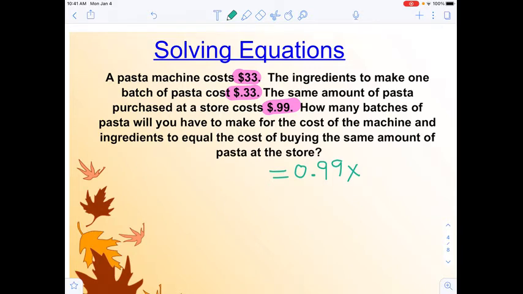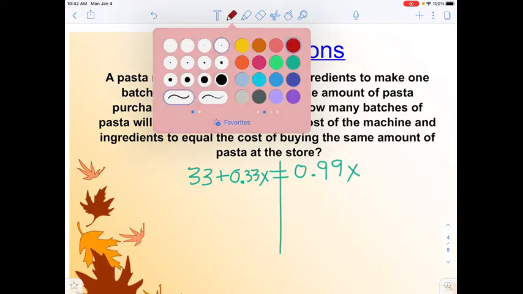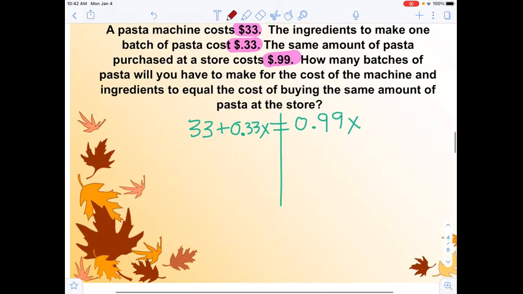And then I know that it was $33 for the machine. That's a one-time cost. Plus, and then it was 33 cents per batch. So I'm going to put that x on with the 33 cents. I can't add up, can't distribute, can't combine like terms, but I can get the variables on one side. So what I'm going to do here is add negative 0.33x to both sides, which is the same as subtracting.